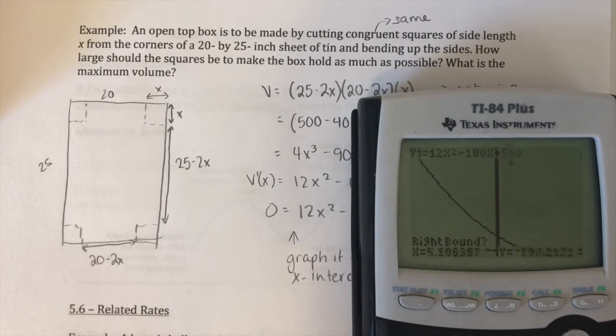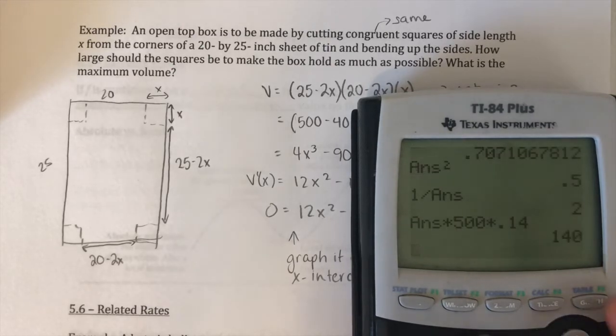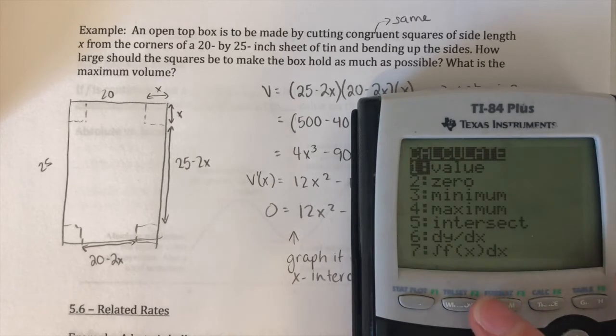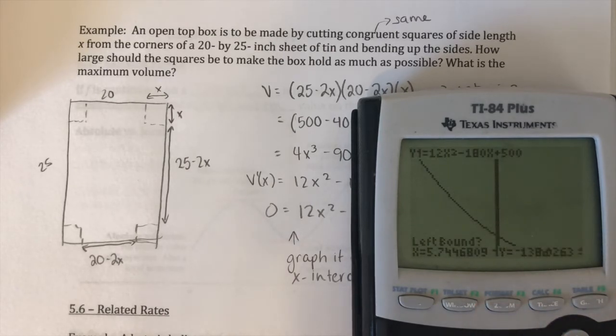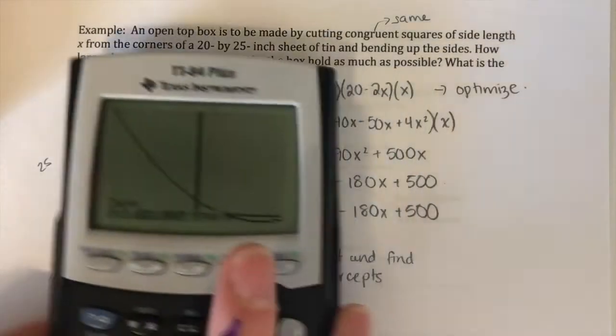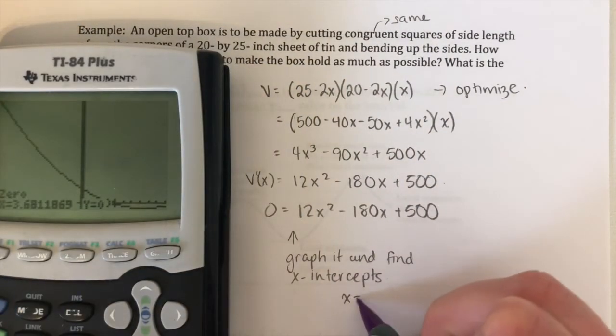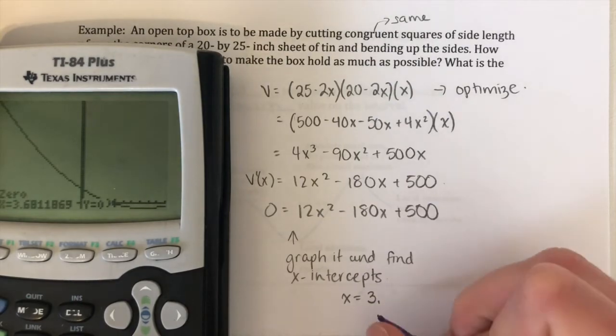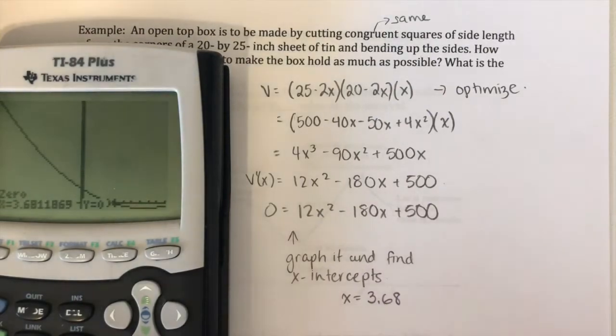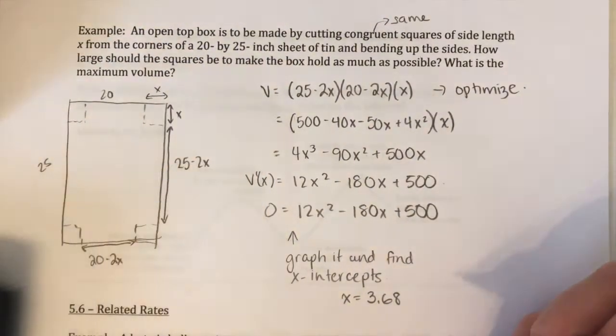So, why is this not working? Left bound. There, right bound. There, guess. There we go. So we get x is equal to 3.68. Okay, so that would be within the domain, right?